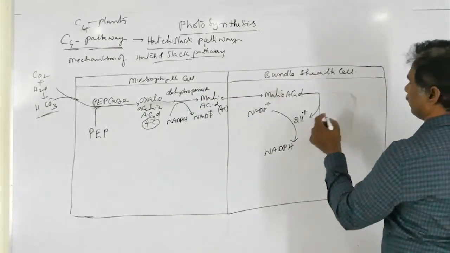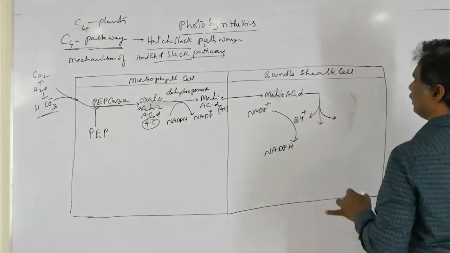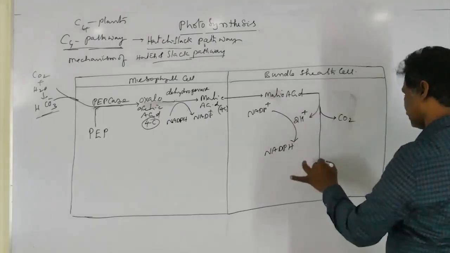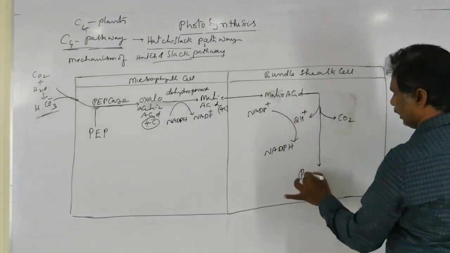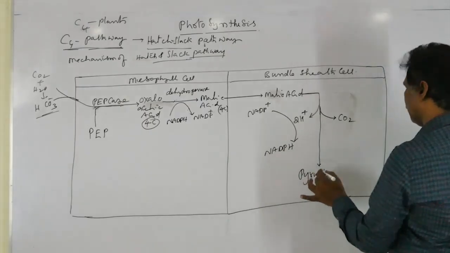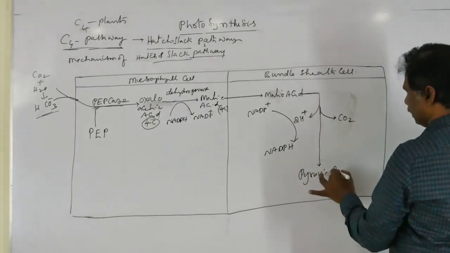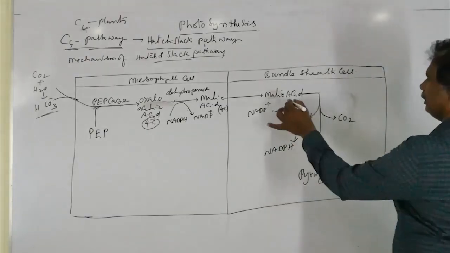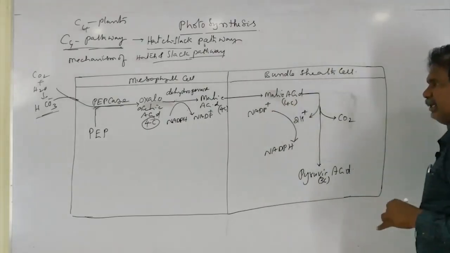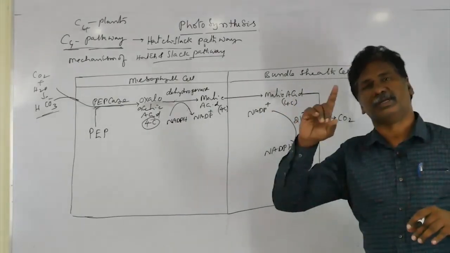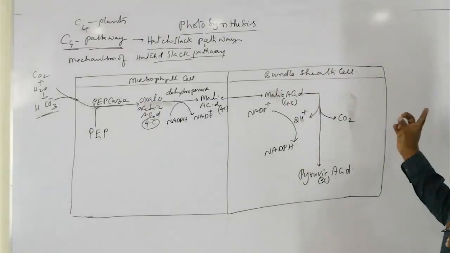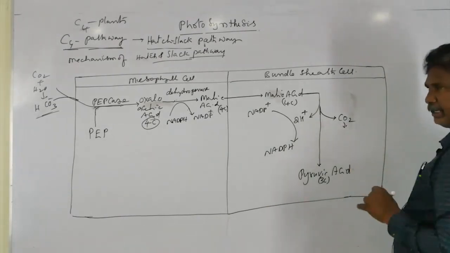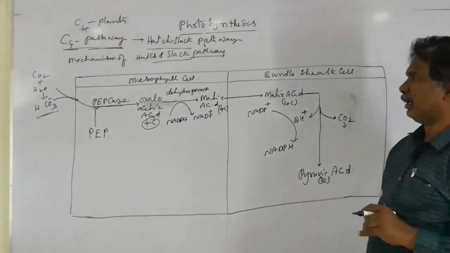Next, oxidative decarboxylation. What is the meaning of decarboxylation? Loss of carbon dioxide. Hence that malic acid is converting into pyruvic acid, a 3 carbon containing compound. Malic acid is 4 carbon, but 1 carbon is lost in the form of carbon dioxide. Immediately that released carbon dioxide is accepted by RuBP, as I already told.